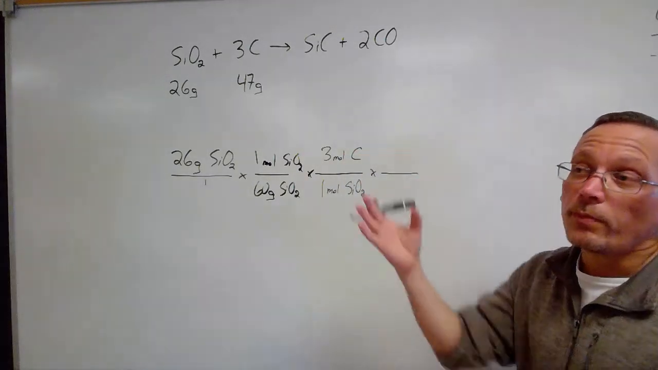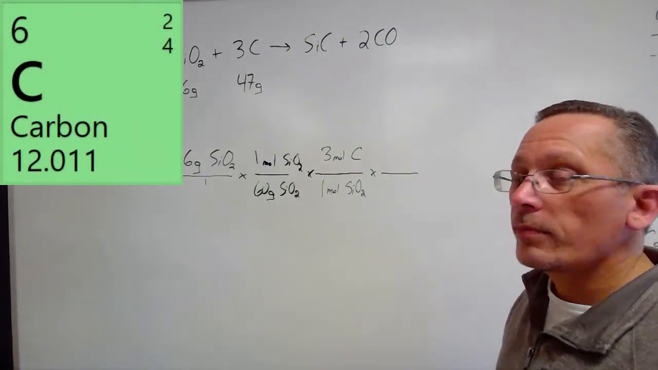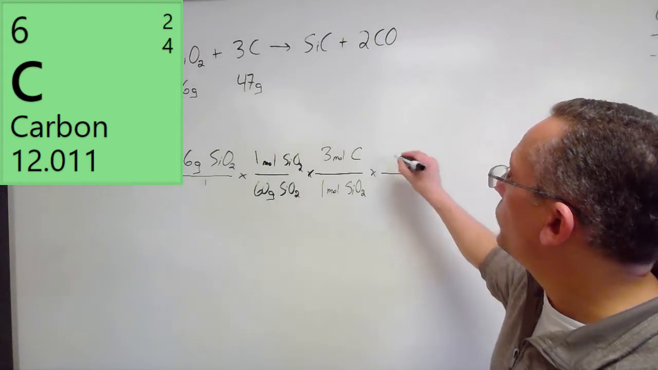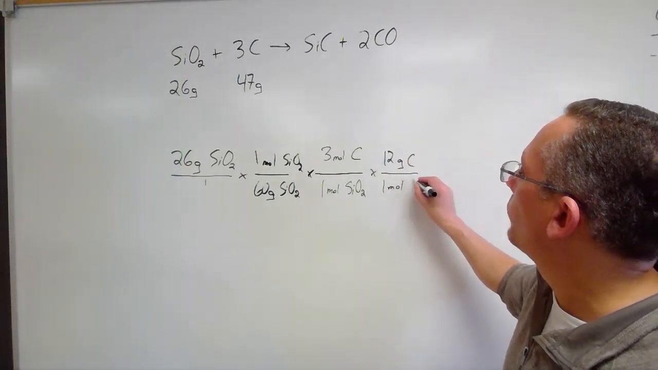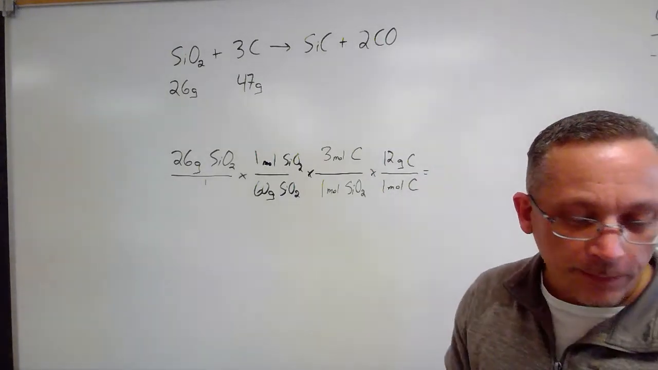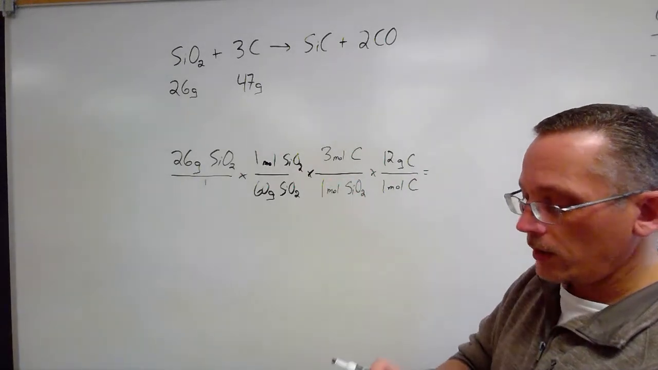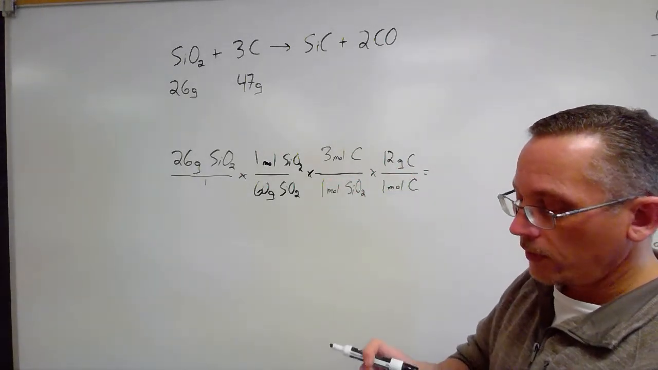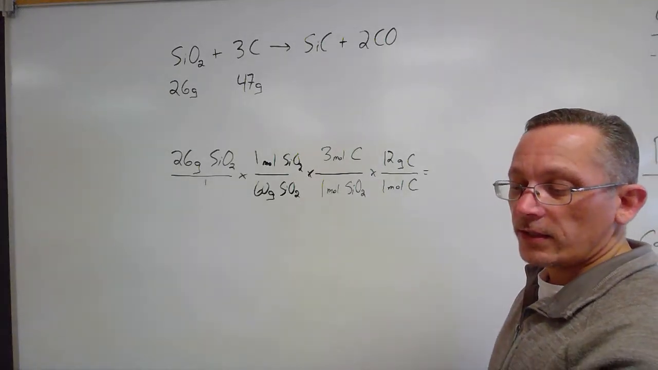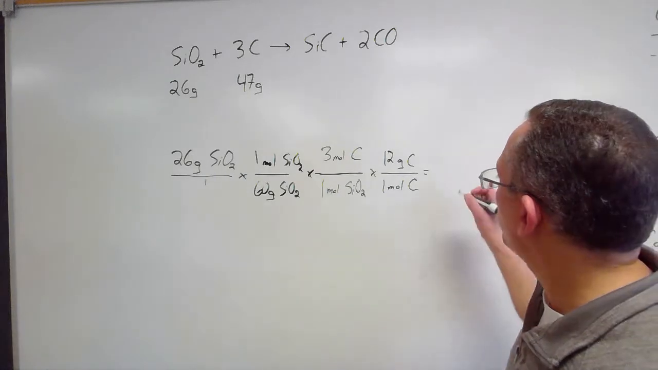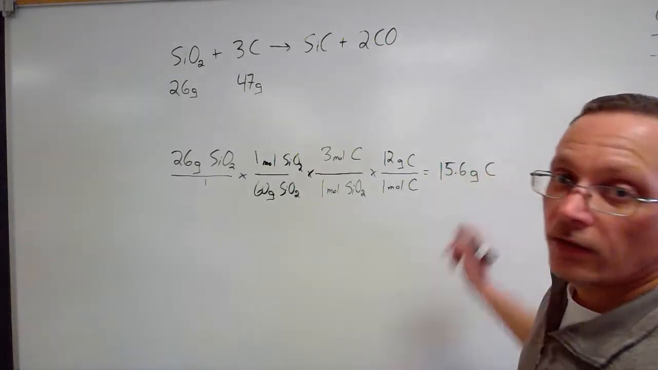In our fourth fraction, we'll go back to the periodic table, and now we're going for carbon. And if you look it up, it's about 12 grams. So we'll put 12 grams of carbon, and then of course 1 mole. And then we'll work it out here. So I've got 26 times 3 times 12 divided by 60. And there I get 15.6. So it's 15.6 grams of carbon.